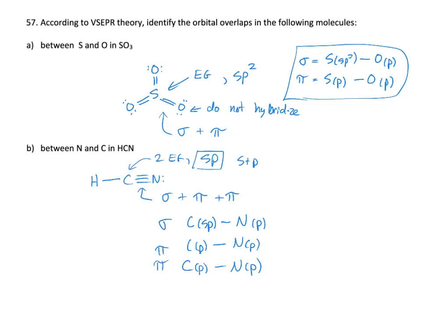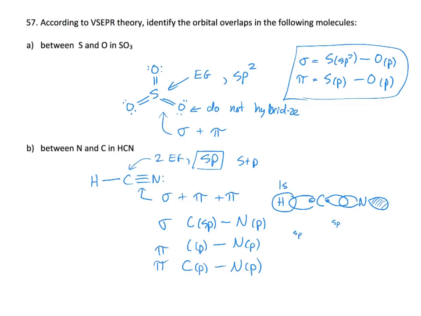And let's see if I can use my art skills here to show what this would look like. So you'd have your carbon. It would have an sp orbital that looks like that. We'd have another sp orbital on the other side. The hydrogen only has a 1s. The nitrogen has a p. We call that the pz, where one phase of that can overlap with the carbon to form your sigma bond.